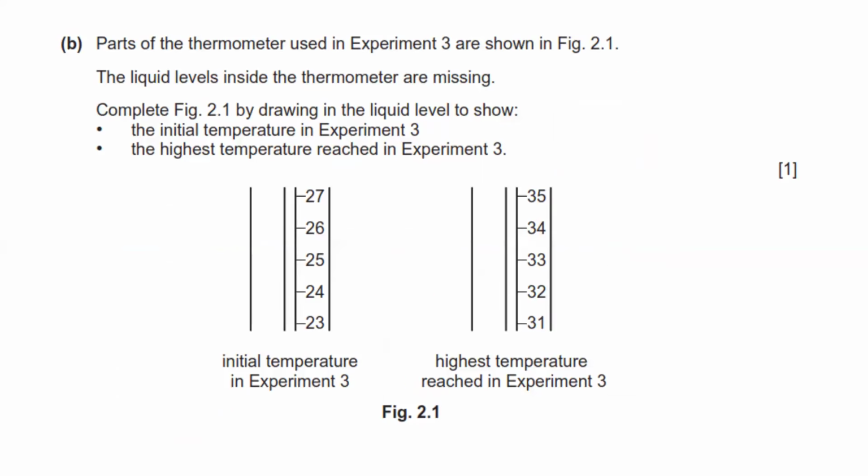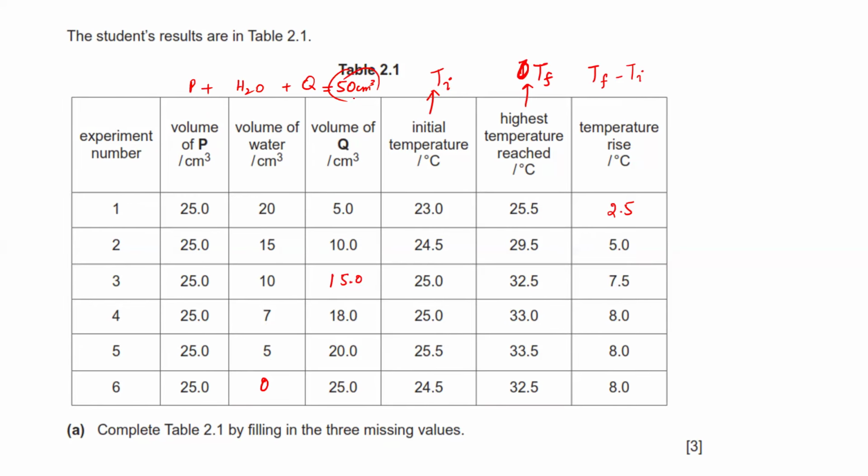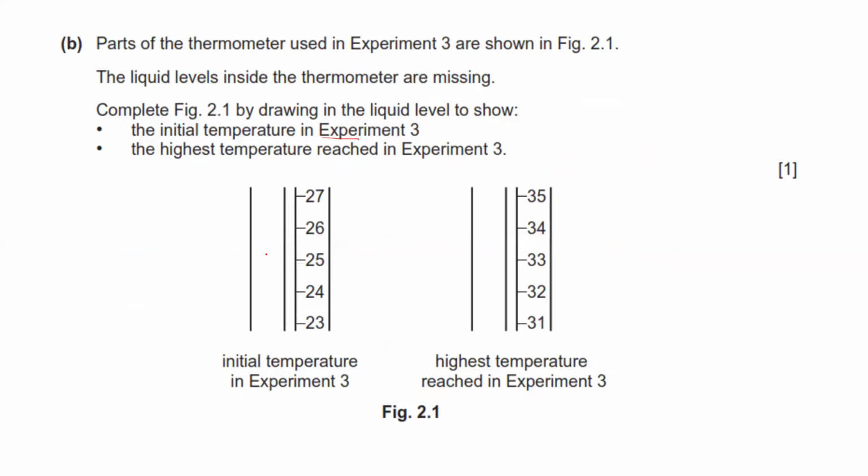Moving ahead, it says part B, parts of the thermometer used in experiment 3 are shown in figure 2.1. The liquid level inside the thermometers is missing. Complete figure 2.1 by drawing the liquid level to show the initial temperature in experiment 3. So the initial temperature in experiment 3 was 25 degrees centigrade.